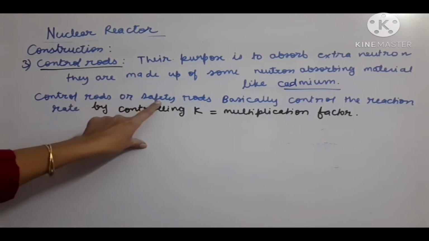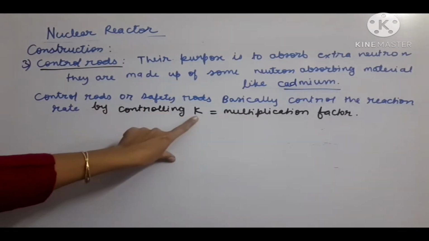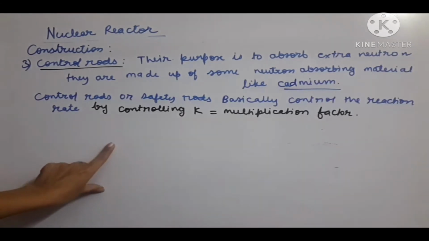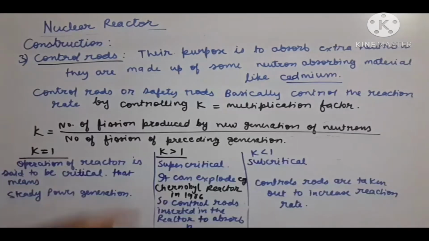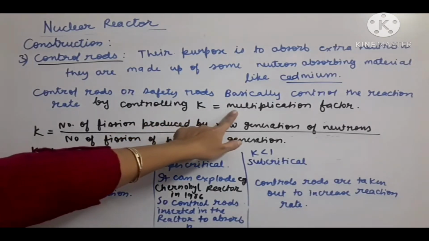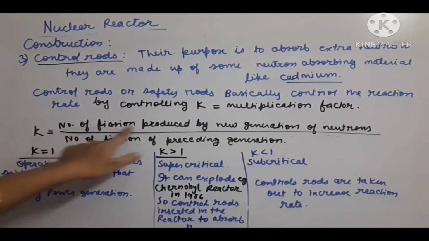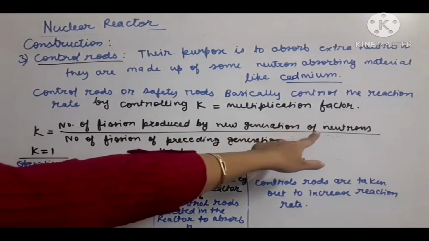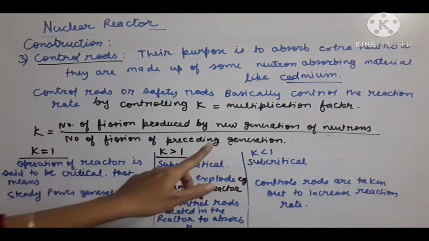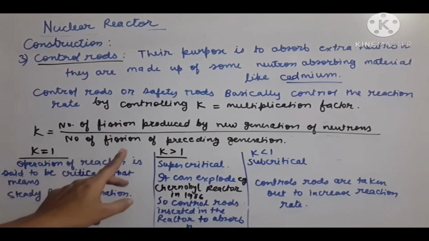And we can say one more way what their function is. Control rods or safety rods basically control the reaction rate by controlling a term called K. K means multiplication factor. Now what is the meaning of K? Let us understand. K is the multiplication factor, and its formula is that K equals the ratio of number of fissions produced by the new generation of neutrons to the number of fissions of the preceding generation. Now, what is the meaning of new generation and preceding generation fissions?